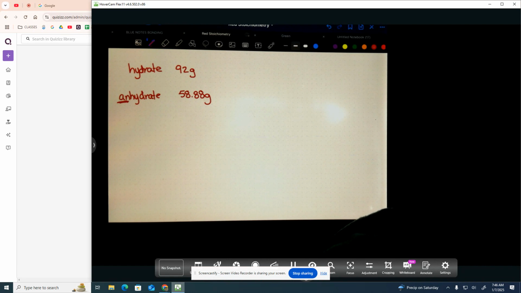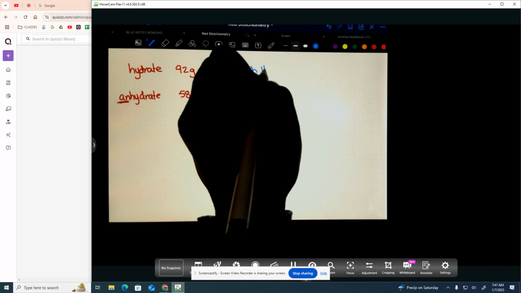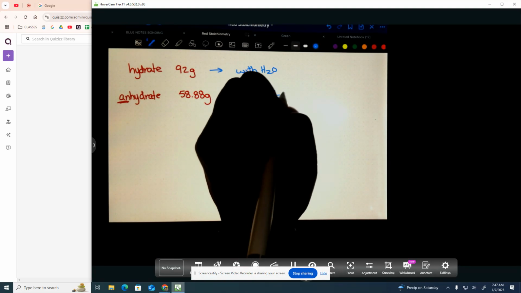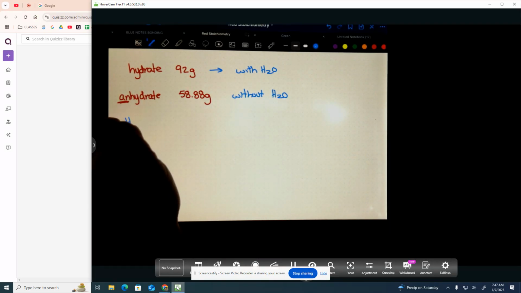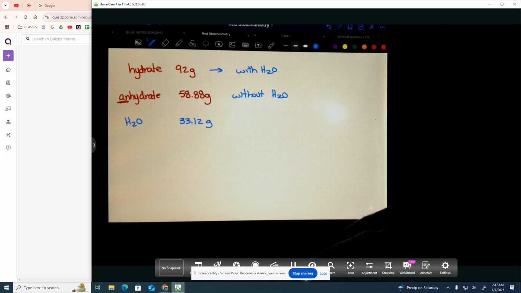Can you tell me how much water was lost? Yep, you're going to subtract it. Because what this is doing, and this is saying with the water, and this is without the water. 33.5. Okay, so the water weighs 33.12 grams. Can you tell me what the percent of water was in that hydrate?